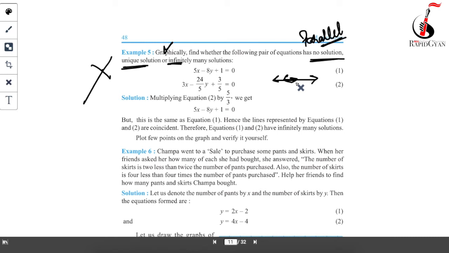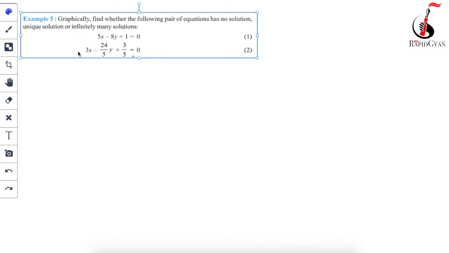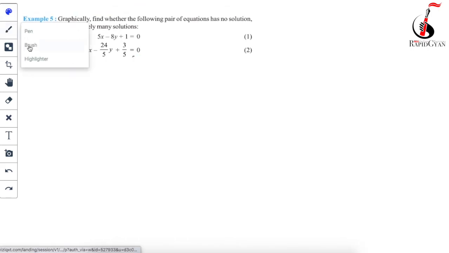So what you will have to do? You will have to plot these two lines on the graph paper. That's it. Once you are able to do this, that's your solution. Okay, so let's start with that. So this is your question. I'm going to plot the graph of the first. I'm going to solve the second one and simplify it a little bit, which will be easy for me to solve further.